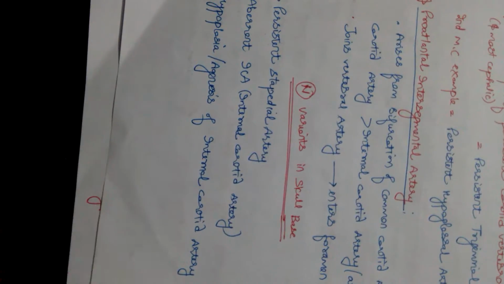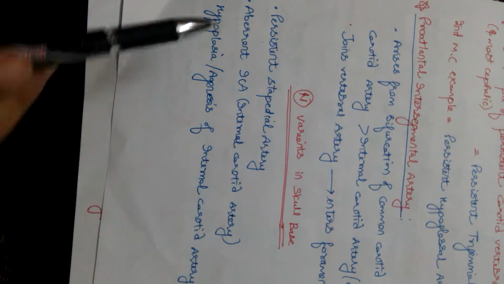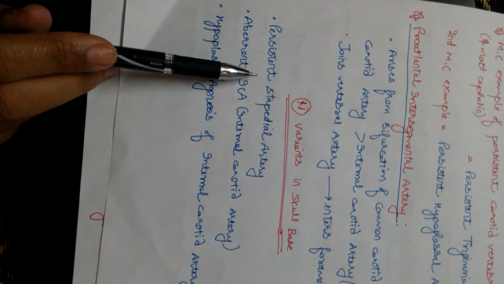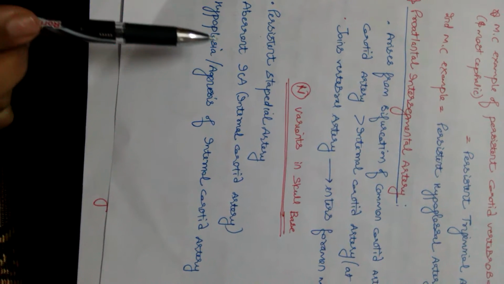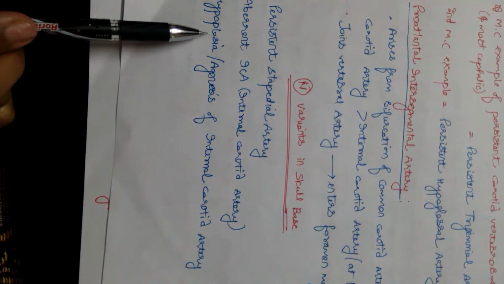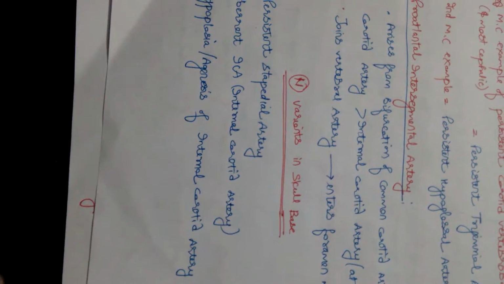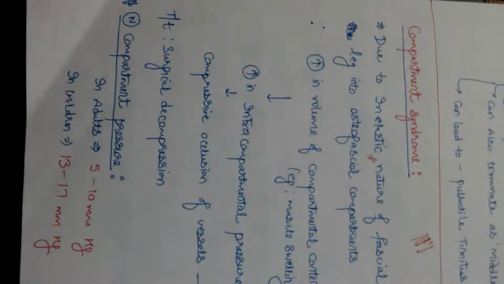Okay, now some normal variants in the skull base. These are persistent stapedial artery, aberrant internal carotid artery, and the hypoplasia or agenesis of the internal carotid artery. Then you should know what a fenestration is.